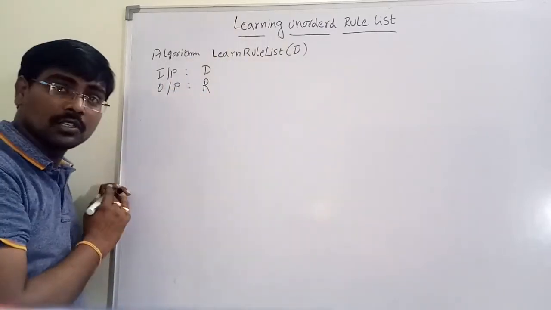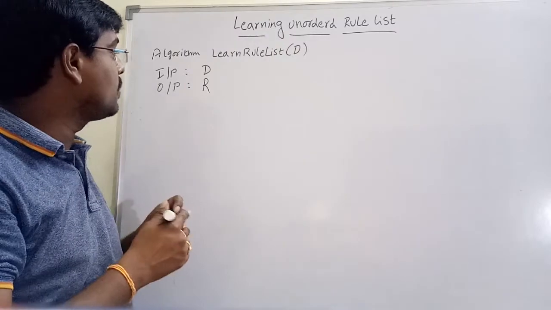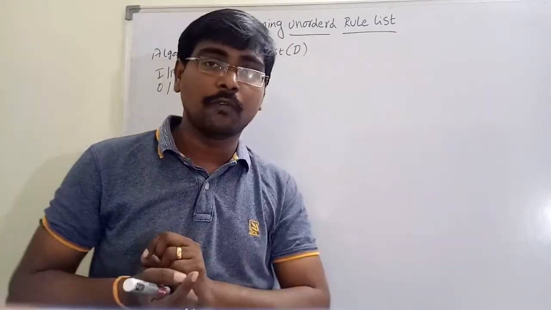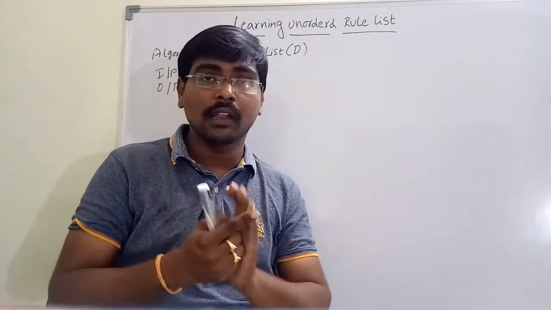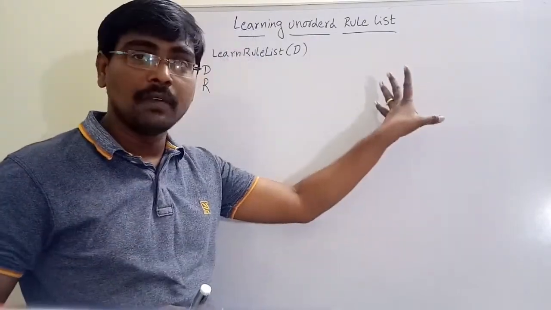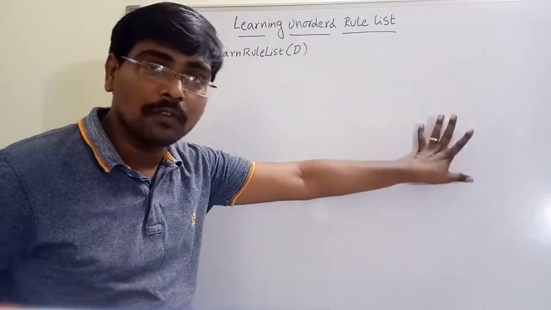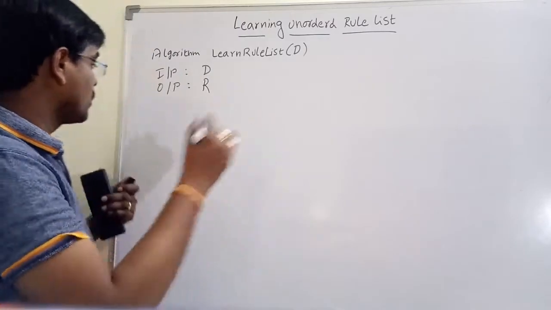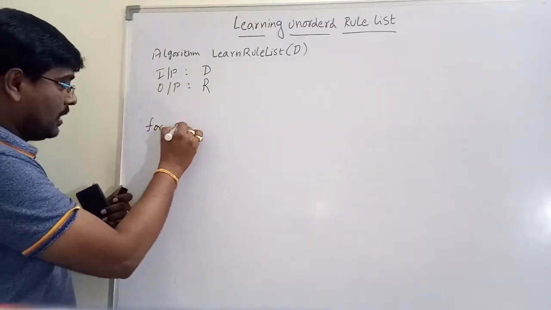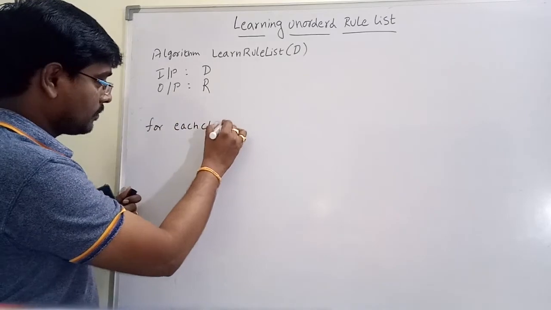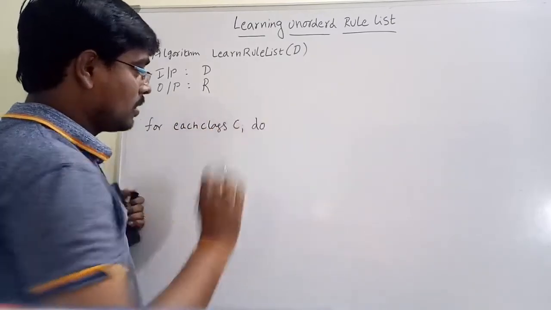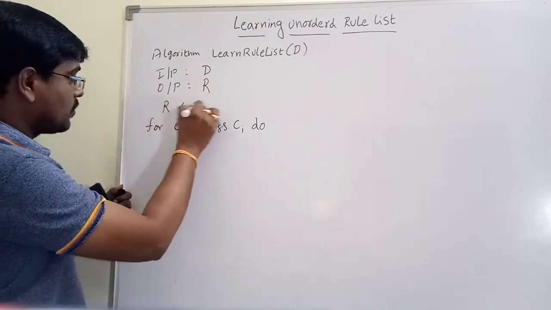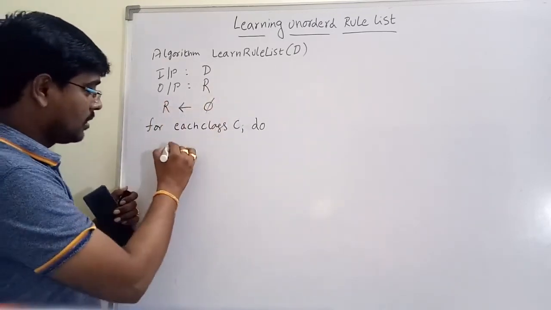Okay. What is the first step? The entire procedure is almost similar to the ordered rule list, but the only difference is that here we are iterating over a class. In the previous approach, we were iterating over the set of instances. Now in this approach, we are iterating over classes. For each class Ci, do. So initially the R value is empty, that is the rule set does not contain anything.